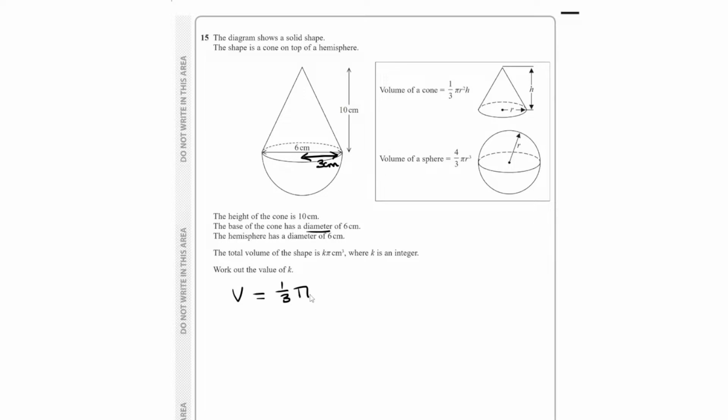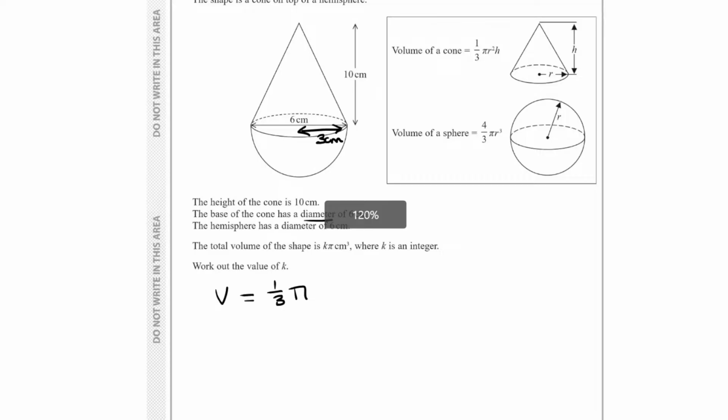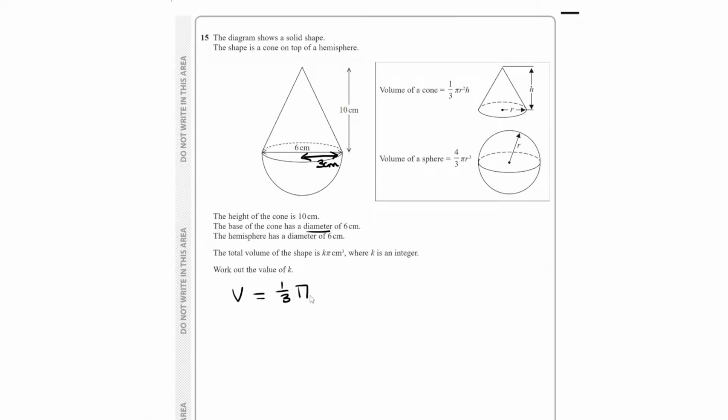So a third pi, again, remember it's the radius, not the 6. The 6 is the diameter. Squared times the height. So the way I work this out is 3 squared is 9, times 10 is 90, and then a third of that. So divide by 3, it's 30 pi. I literally just did that. Okay, and obviously leave it in terms of pi.